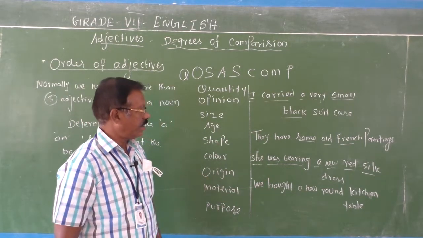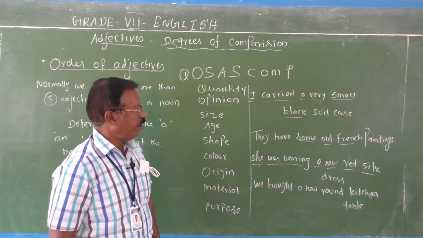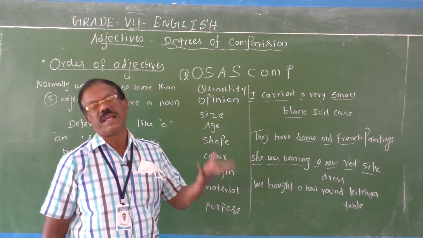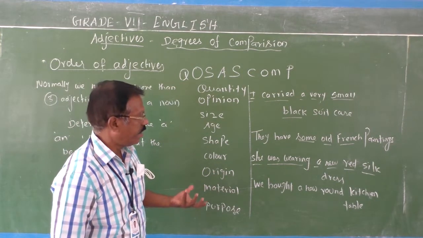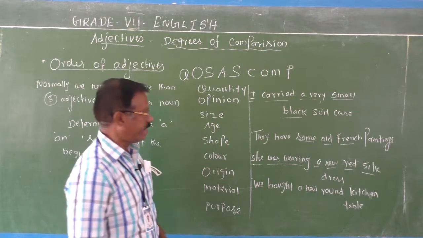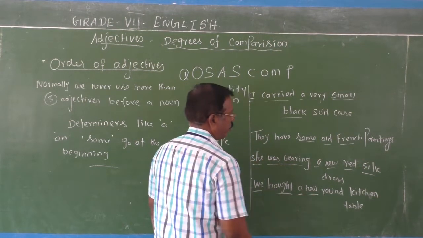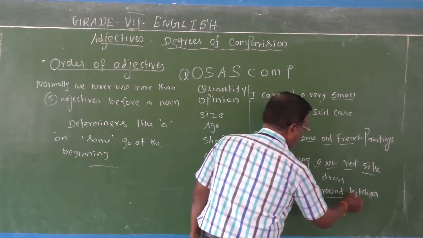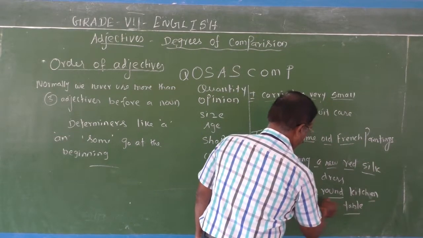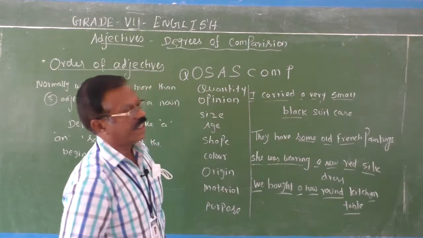In the fourth example, we bought a new round kitchen table. In the sentence, we is the subject, bought is the verb, a is an article, new is an adjective, round is an adjective, and kitchen table. Before these we use these adjectives.